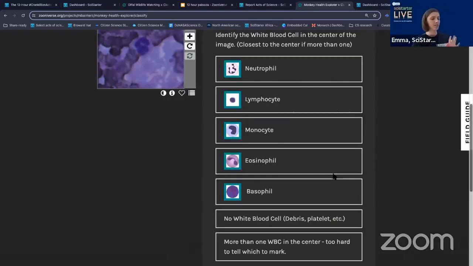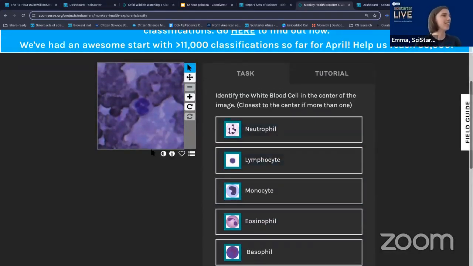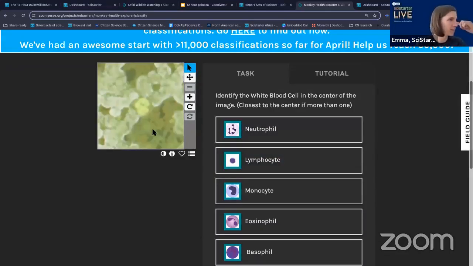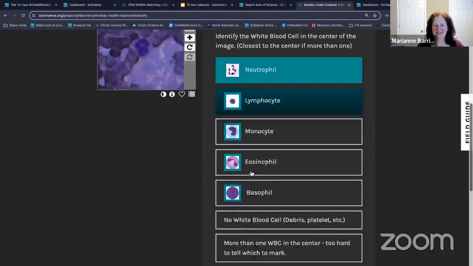I swear every project I've done today, I think I'm going to be doing them forever because I'm getting good. Getting good. Oh no, and of course this one shows up. Okay, hold on. Oh no, we're good. It's a neutrophil. Yep. Definitely.